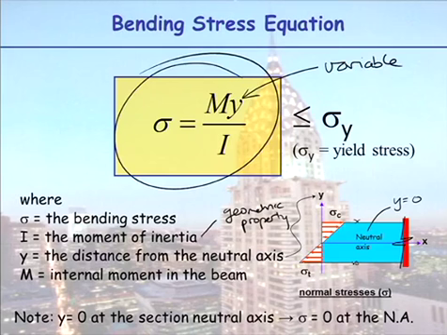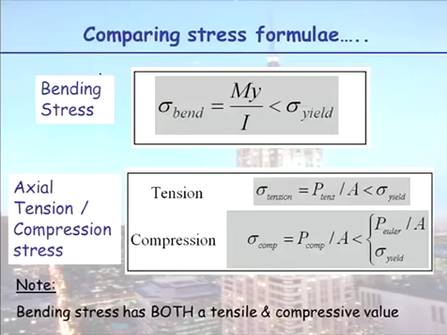So just be very clear that this formula here is effectively stress is equal to Kx, or I should call it Ky. And this K is a constant here, equal to M on I. So this is now the formula we use to design beam members.